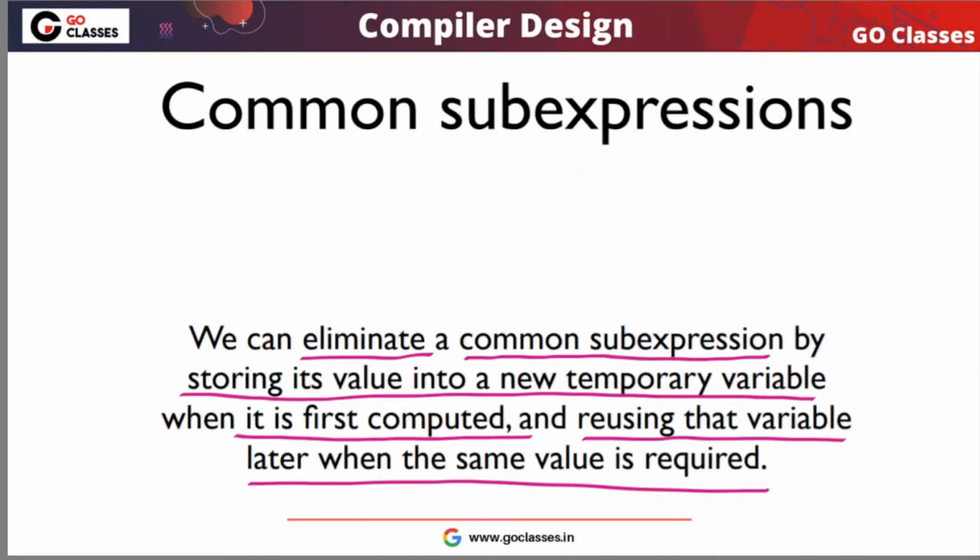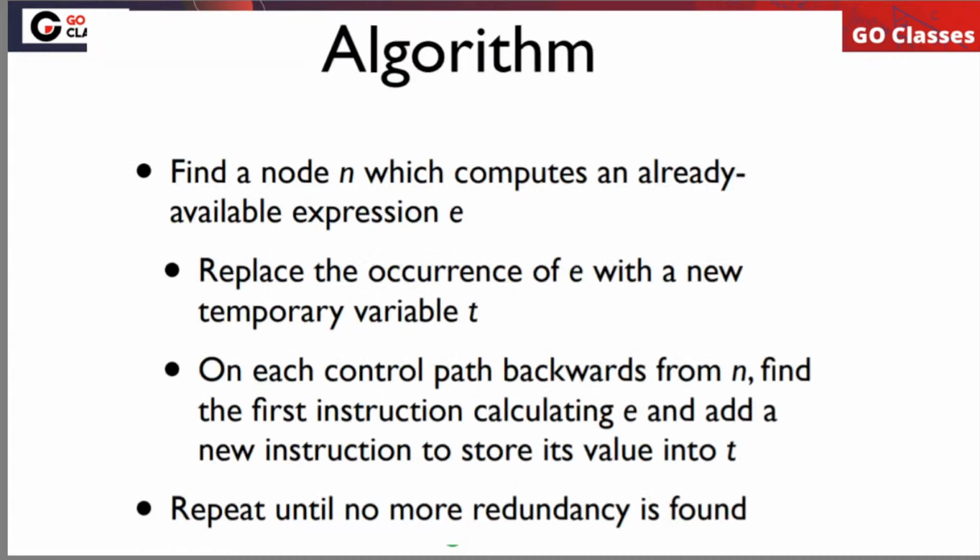I hope this point is clear to everyone. So read this: we can eliminate a common subexpression by storing its value in a new temporary variable when it is first computed, and reusing that variable whenever it is required. This is the algorithm. For a node n which computes an already available expression e, you replace this e with a new variable t. Then you go backwards, find the first instruction which is calculating e, and add a new instruction to store its value into t.